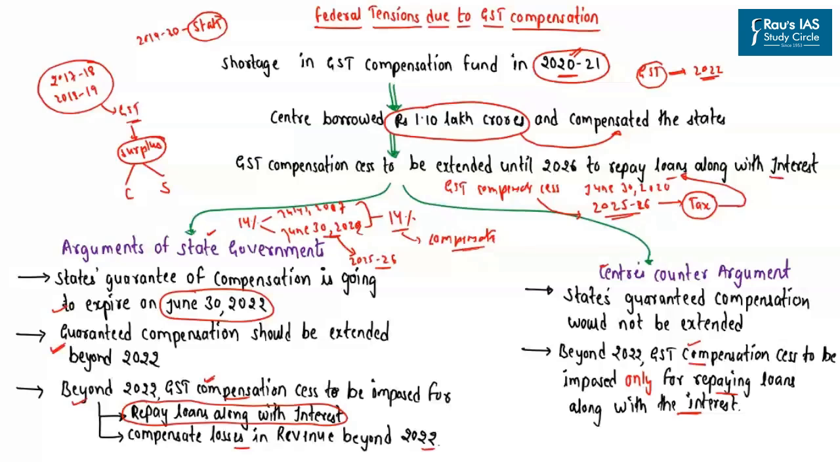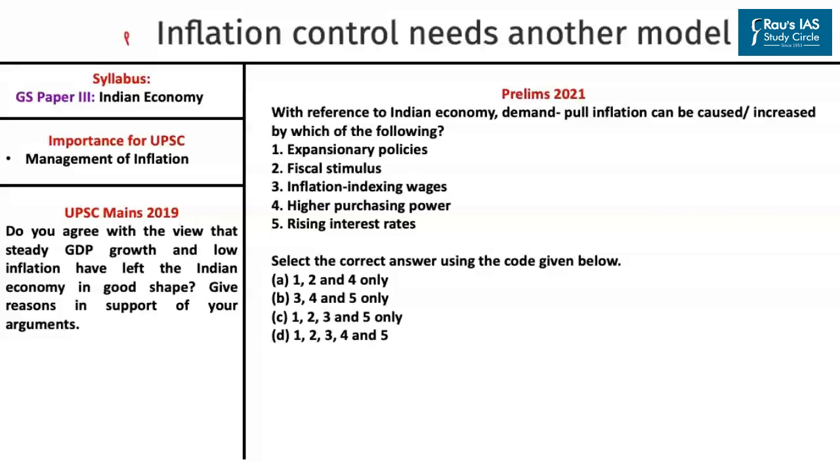With this, let us now take up the next article. The next article appears on page number 7. The article is titled Inflation Control Needs Another Model. This article shall be important from the perspective of GS paper 3.